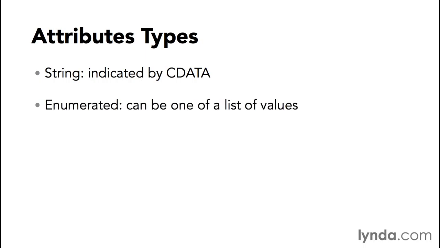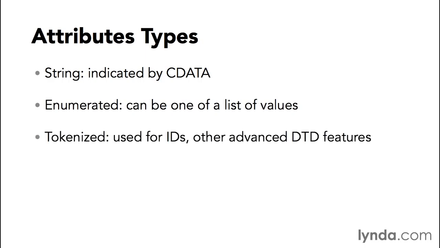The attribute type can be one of three types. There's the string type, which is indicated by the CDATA keyword, which is all capitals there. This means that the attribute can be any literal string, and you can just type in the value for the attribute. The enumerated type means that the attribute can come from one of several potential values, but any other value would result in an error. And then there's the tokenized type. The tokenized type is reserved for things like IDs and IDREFs and other advanced features of DTDs. I'm not going to go deep into that here. I'm going to cover the string and enumerated types because, once again, these are by far the most common examples you'll run into when declaring DTDs in your XML files.